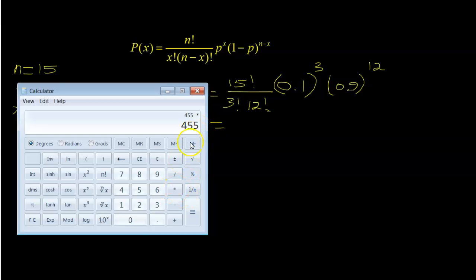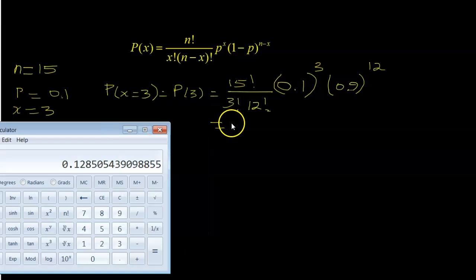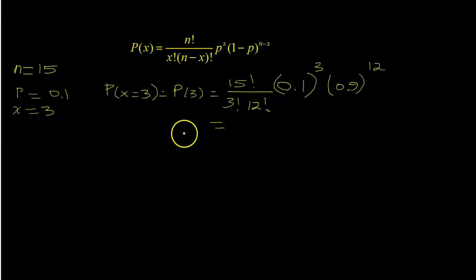I now have to multiply that by 0.1 raised to the power of 3. So 0.1, and I'm using my x to the y button here, 0.1 raised to the power of 3, and I'm also then going to multiply this by 0.9 raised to the power of 12. So 0.9 raised to the power of 12 equals, and here's my answer at 0.1285.